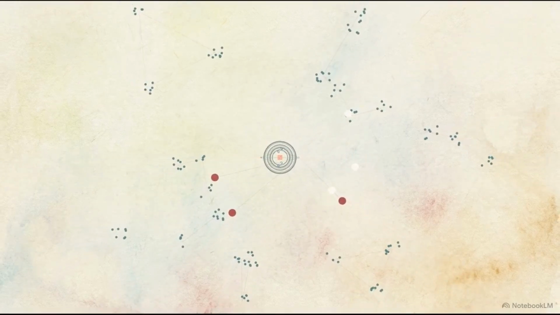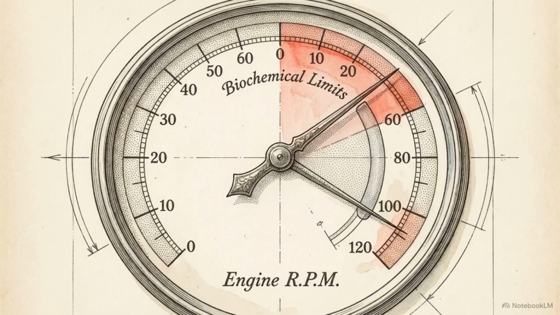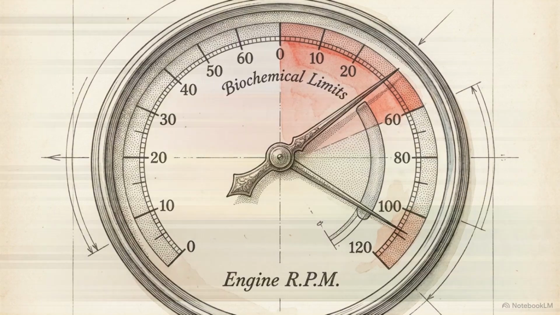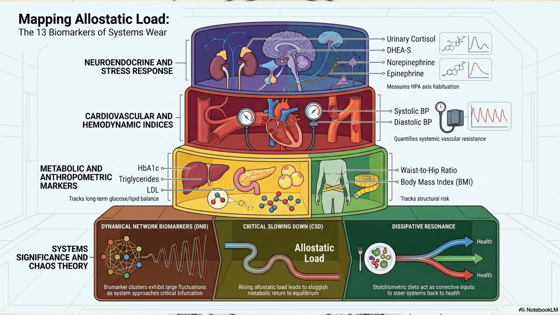within the system. We program these bounds into whole-body metabolic models to simulate a patient's individualized capacity across 26 distinct organs. Identifying these boundaries ensures the intervention never pushes the metabolic engine past its biochemical limits, preventing the cumulative wear and tear known as allostatic load.